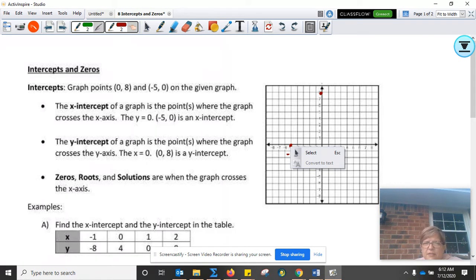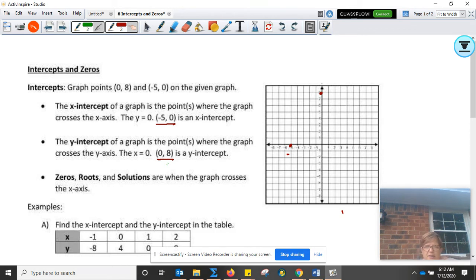The x-intercept of a graph is the point where the graph crosses the x-axis. So the x-intercept would be (-5, 0). The y-intercept is where the graph crosses the y-axis. So that ordered pair would be (0, 8). That would be your y-intercept.